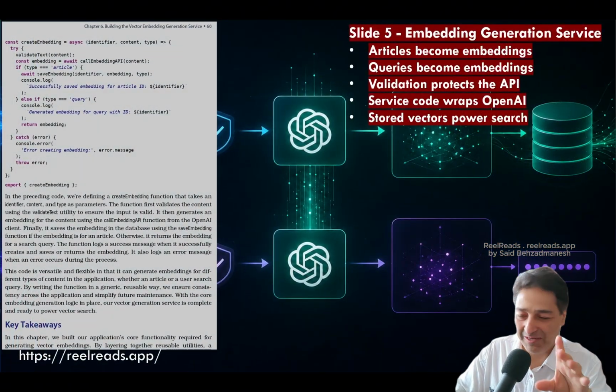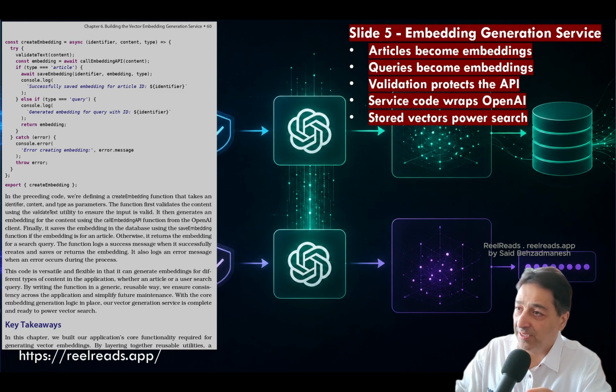shortcoming, language problem. This is the heart of the implementation. The book shows that article content and user queries must pass through the same conceptual gateway. They become embeddings before they can be compared.